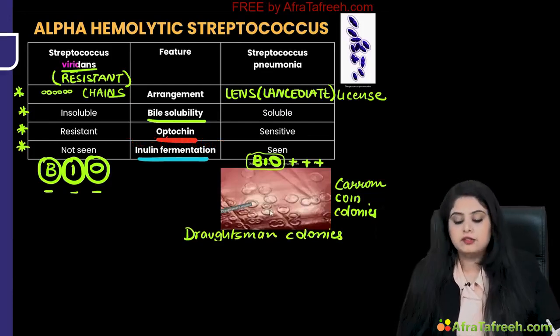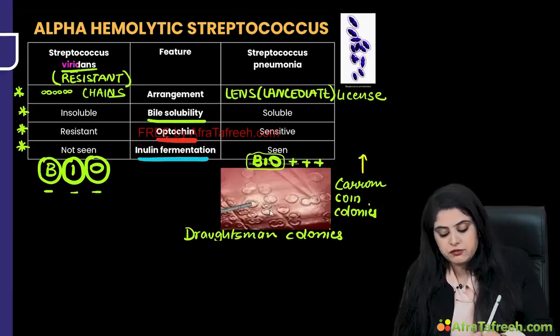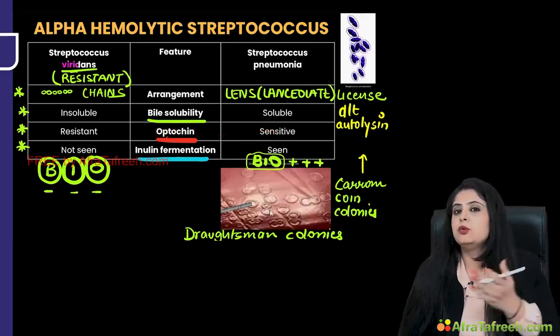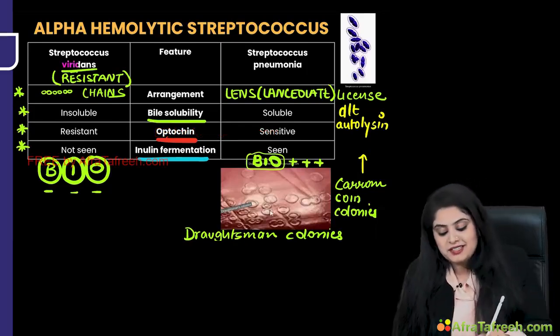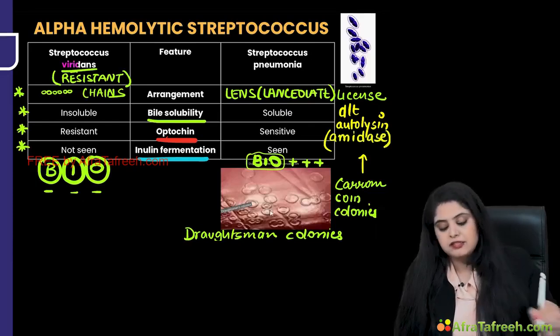So now they also ask you a question that why do you see carom coin or draughtsman colony? What is the reason for it? It is due to an autolysin. It is killing its own self. If you're not studying in PG and you're only playing carom, so you are doing harm to yourself only. It is an autolysin, also known as amidase. Amidase or autolysin is what you have to know.